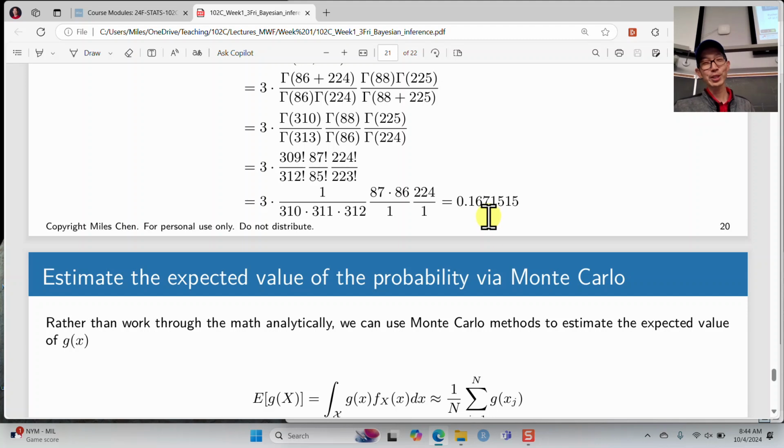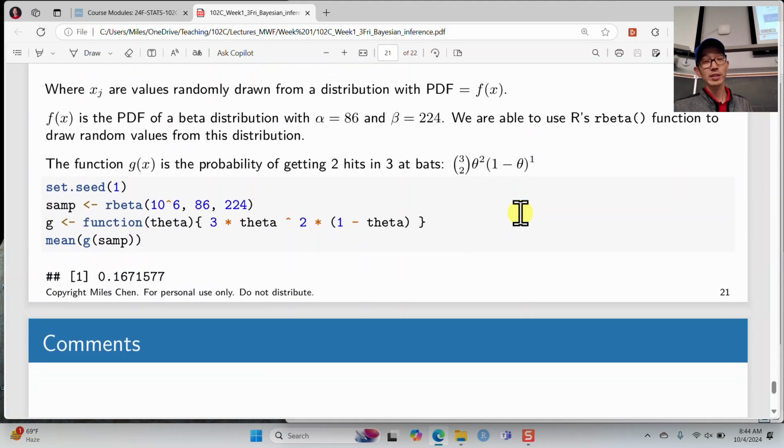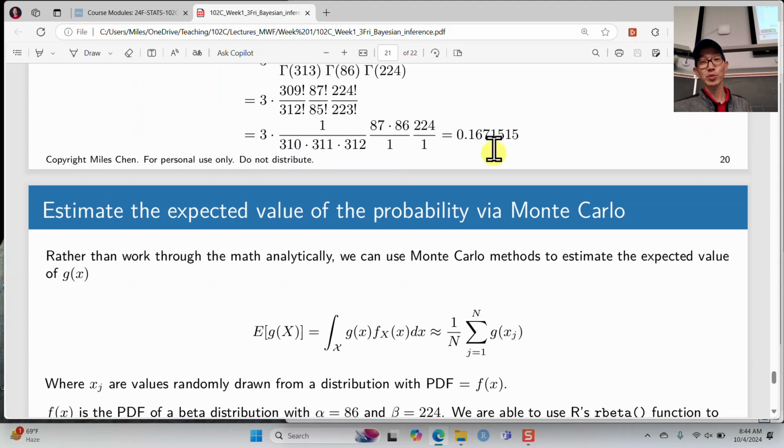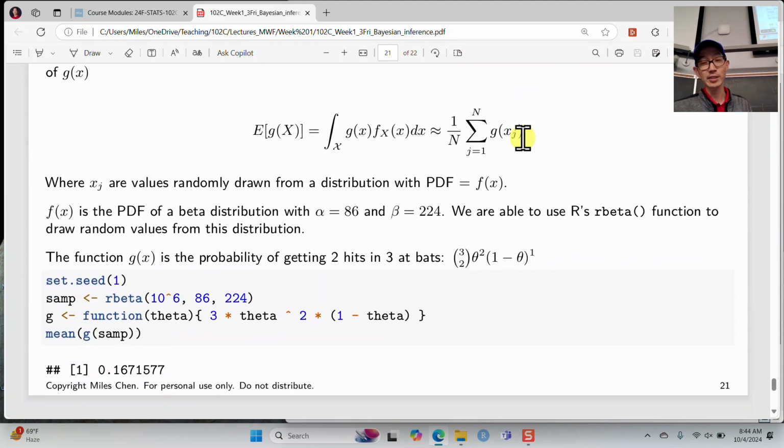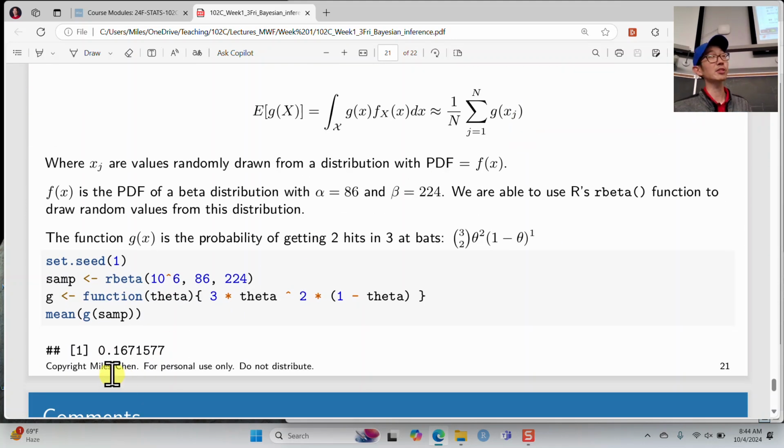Very, very close. Okay, so the analytic answer when we plugged in everything was 0.1671515. Okay, 0.1671515 is the analytic answer, and then here's my Monte Carlo estimate. I'm getting 0.1671577. Okay. So a very, very, very close estimate between the Monte Carlo estimate, where I didn't do any analytics.